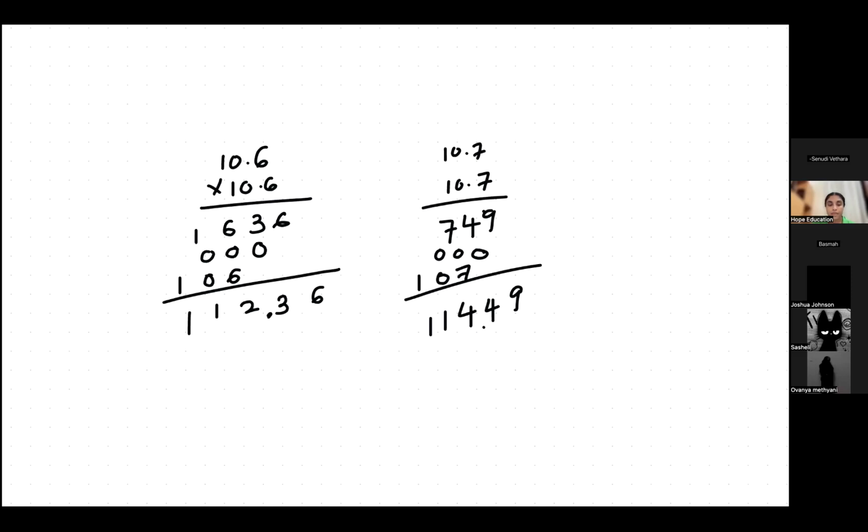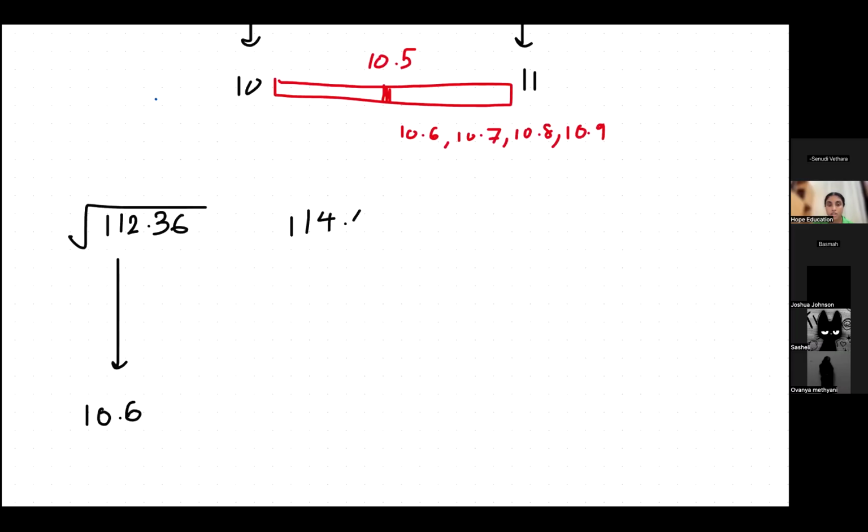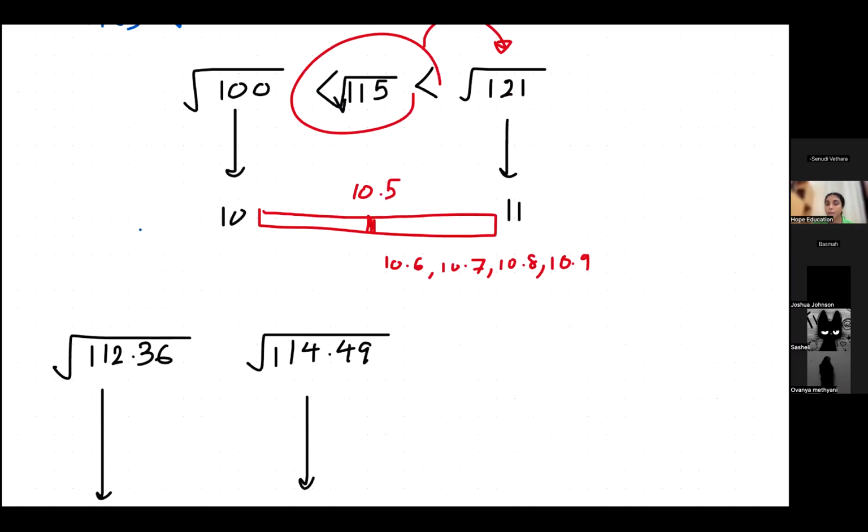Therefore, 114.49's square root is 10.7. What I want is 115. Then we will try 10.8 as well.